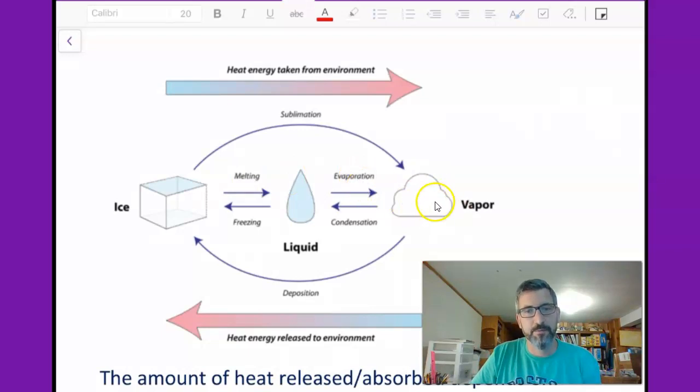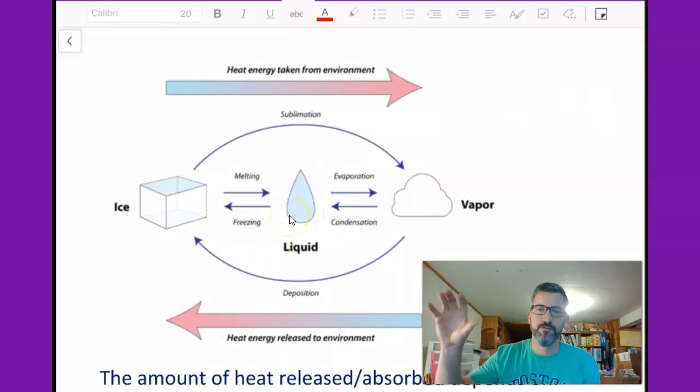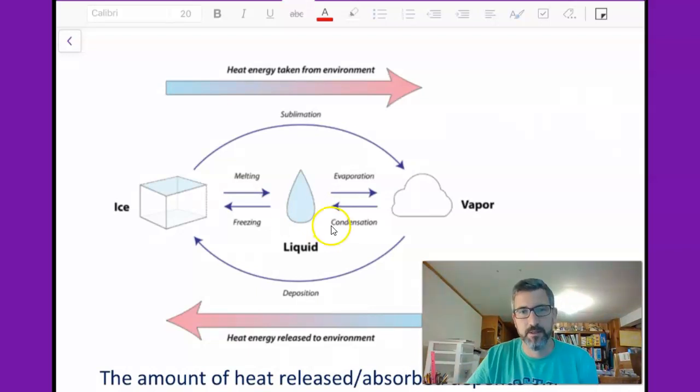And if we're starting with vapor and going from vapor to liquid, like the condensation that forms on the side of a can of soda on a hot day, that is going to be exothermic. The heat that the water vapor had when it was in the air has to be given away to the environment in order for it to cool down and form a liquid.